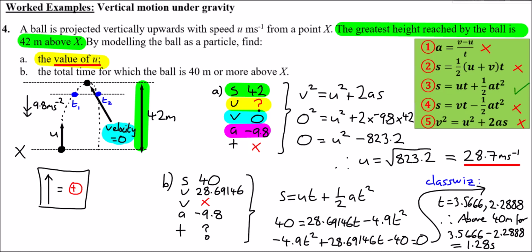So it's above 40 meters. It's 40 meters above x for just over a second. So it just goes above, stops momentarily, then comes back down and passes x just after a second from when it went up past 40 meter point. So that's it for question 4. So one more and then we're done and it'll be over to you.